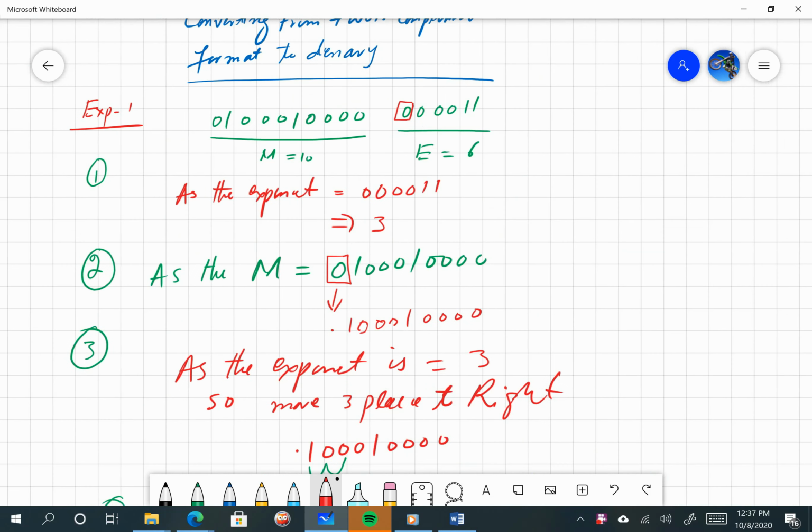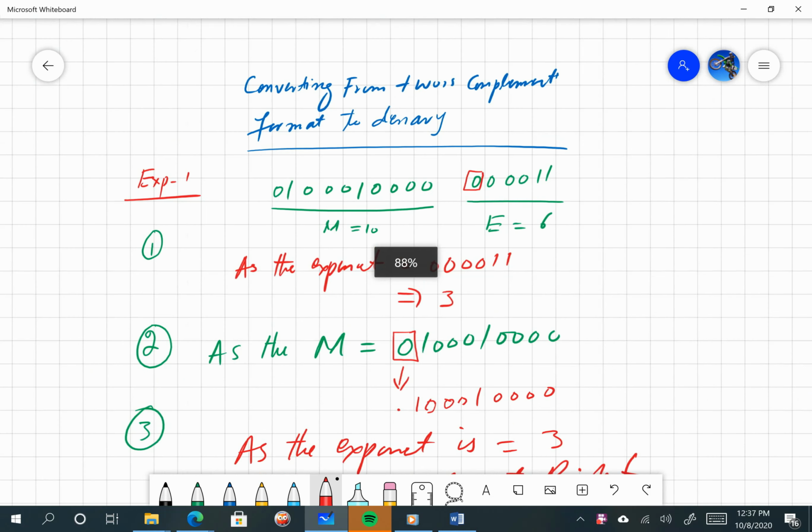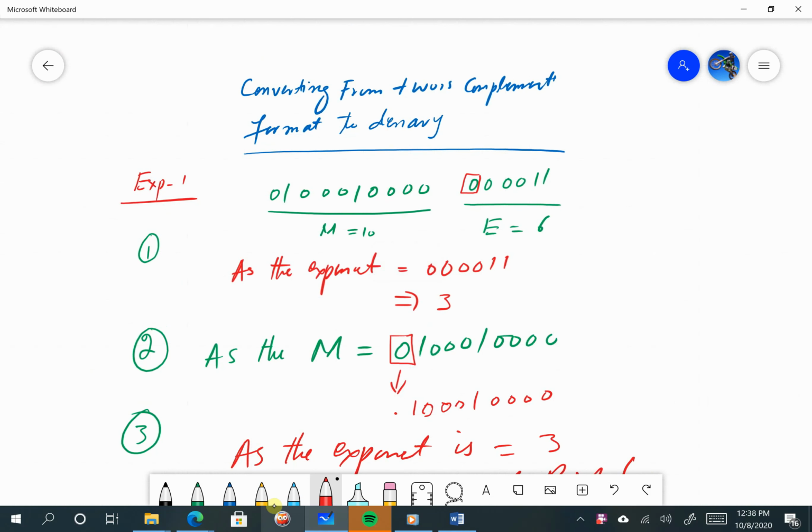Dear students, in today's lecture, we are going to convert from 2's complement format to decimal number. Let's take an example. Example 1: 0, 1, triple 0, 1, 4 times zeros. This is the Mantissa having 10 bits.